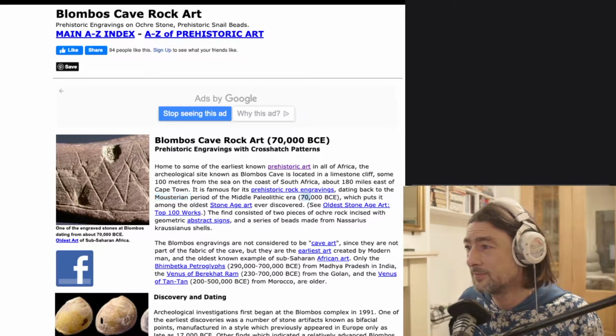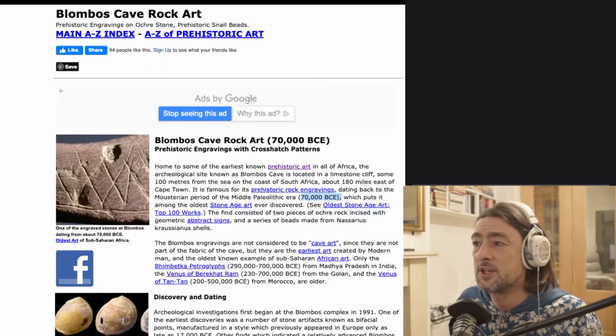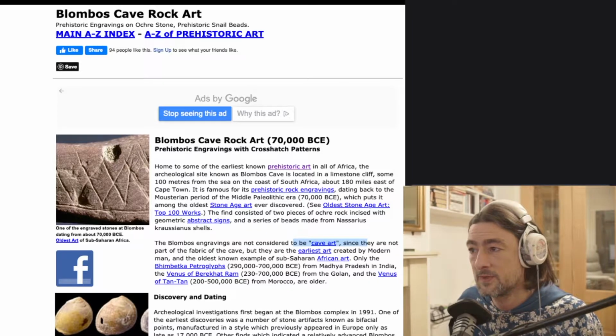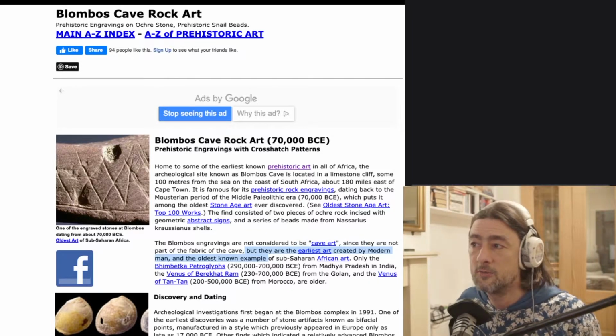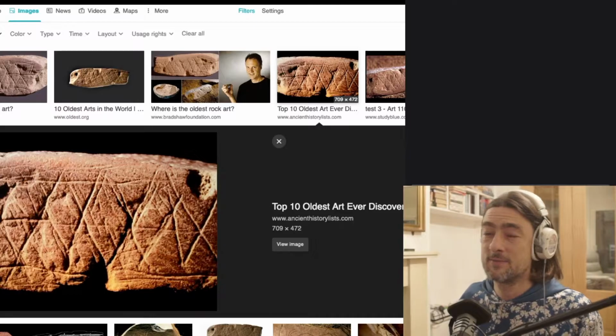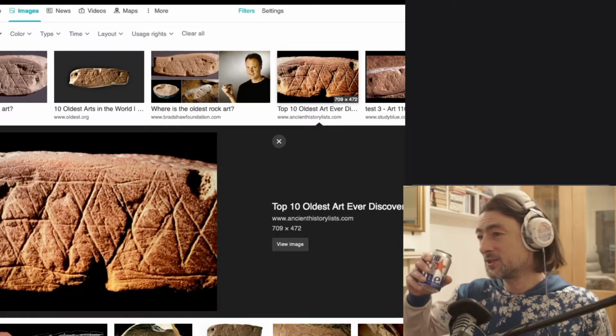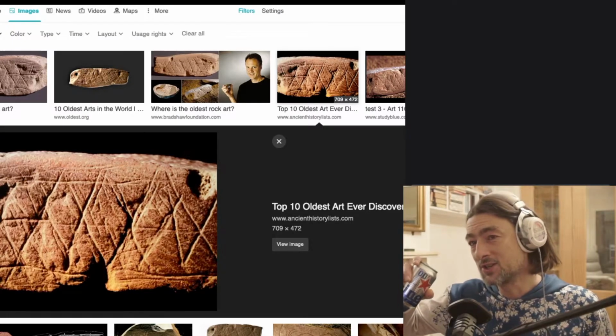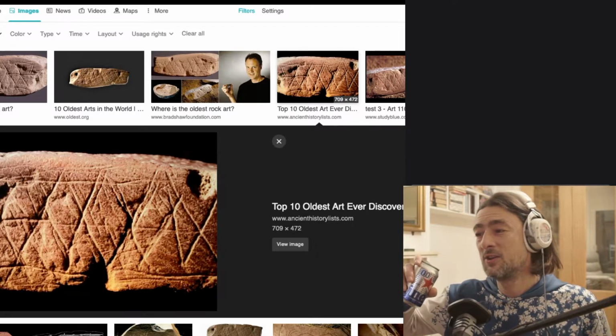70,000 years ago, which puts it among the oldest art ever discovered. Yeah, we got that. These engravings are not considered to be cave art. They're not part of the fabric of the cave, but they are the earliest art created by modern man. The earliest art created by modern man. That's it. That's your Mona Lisa. That's your Michelangelo's David. That's the earliest.